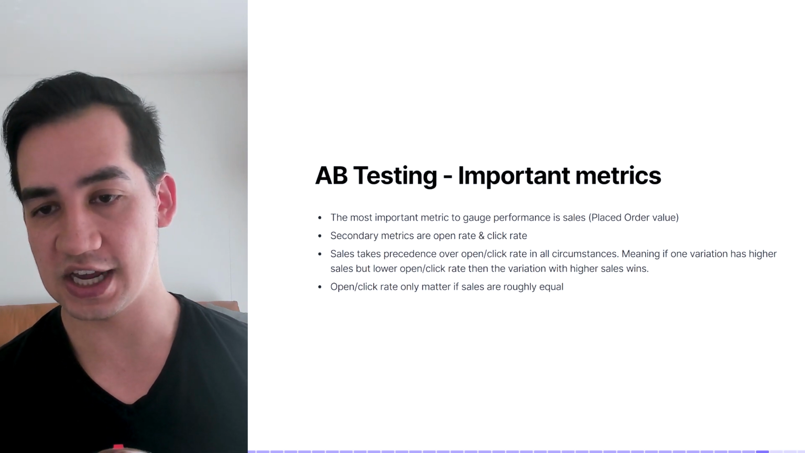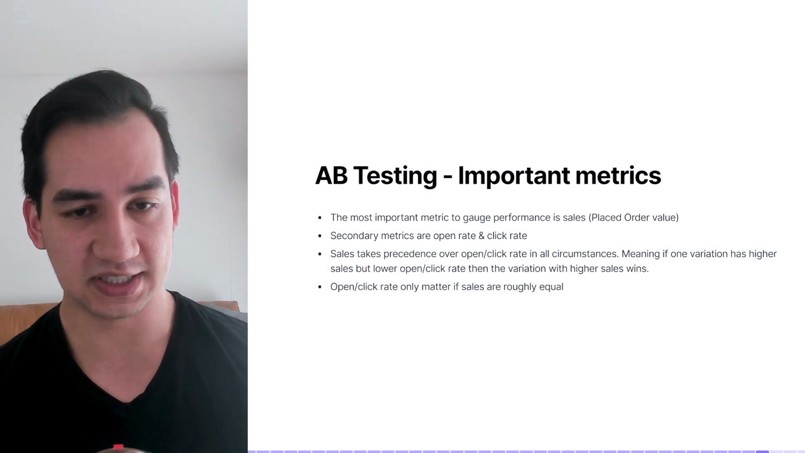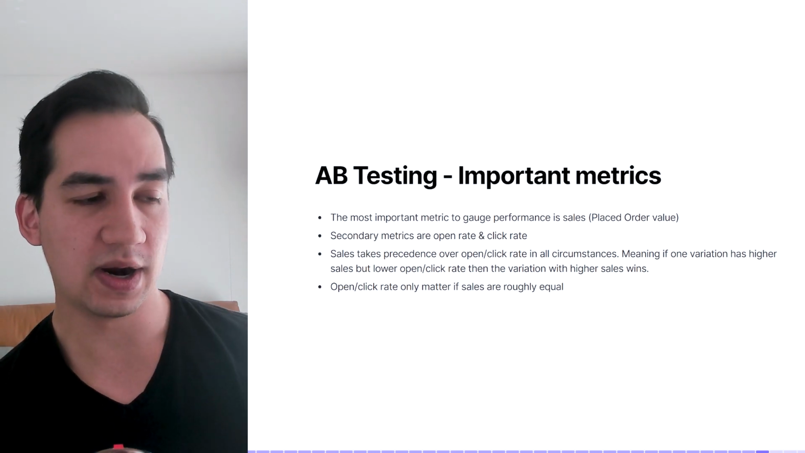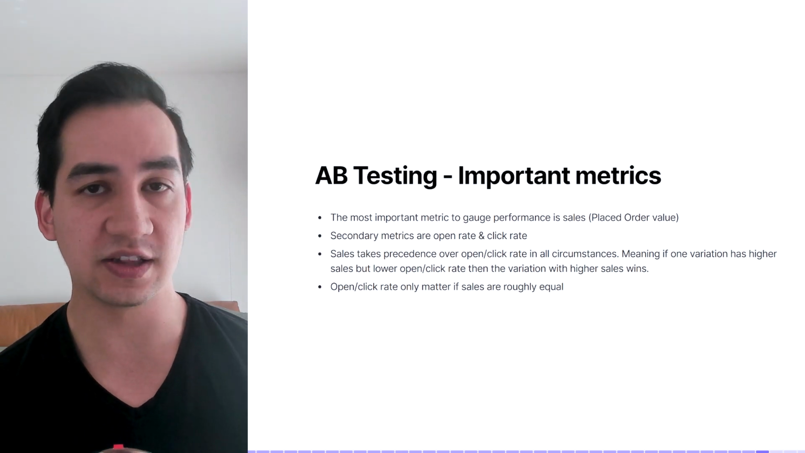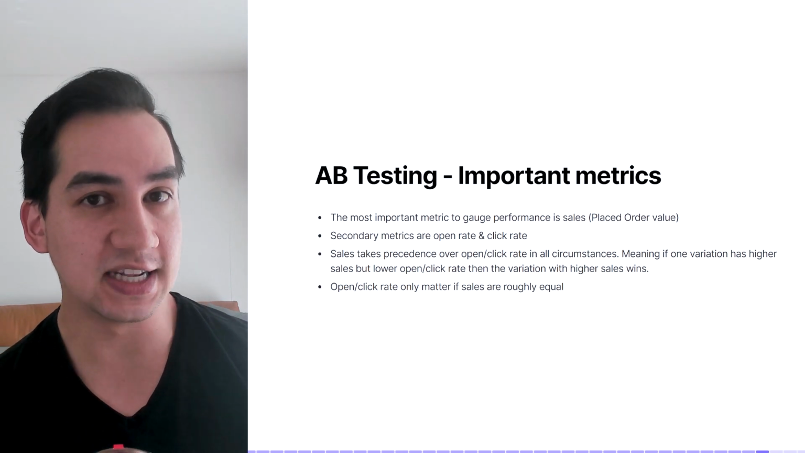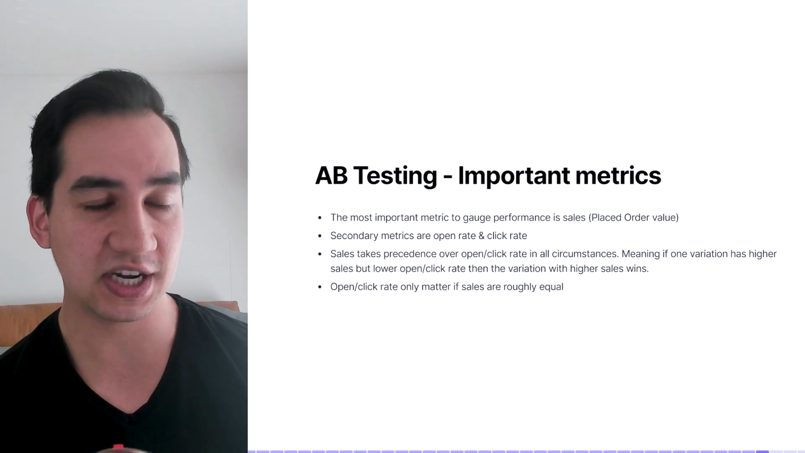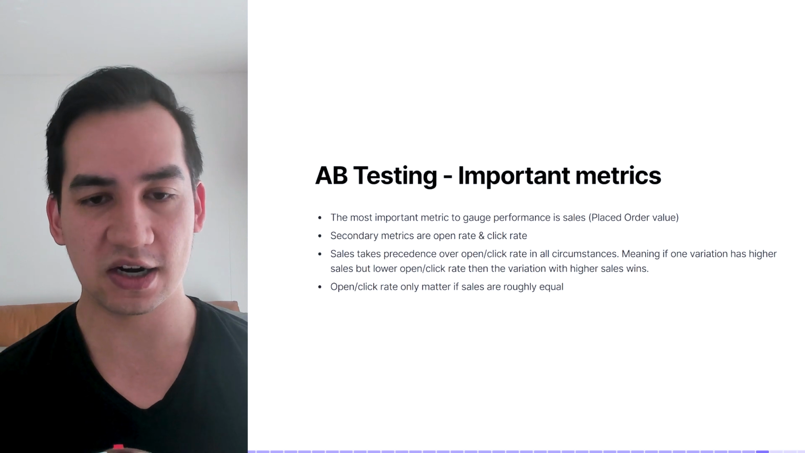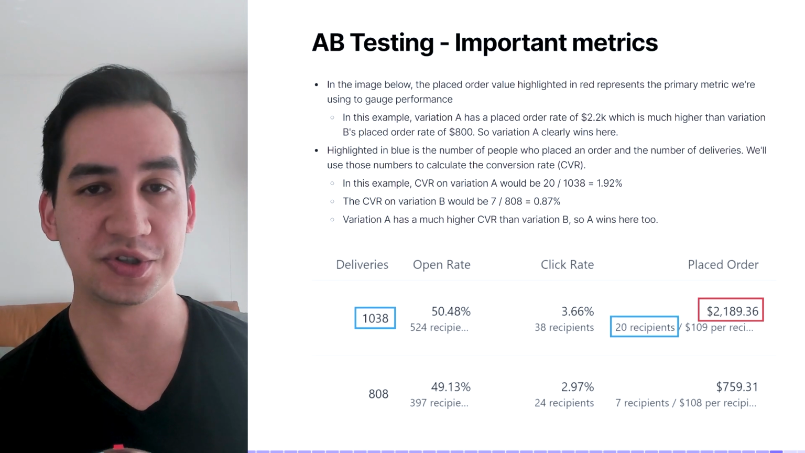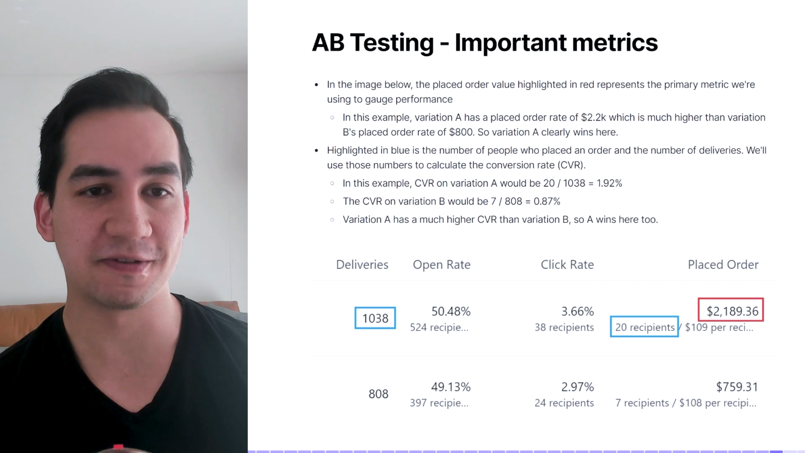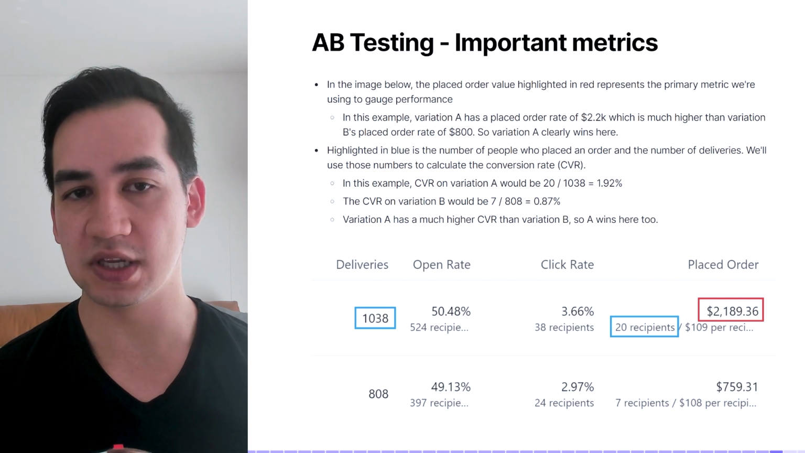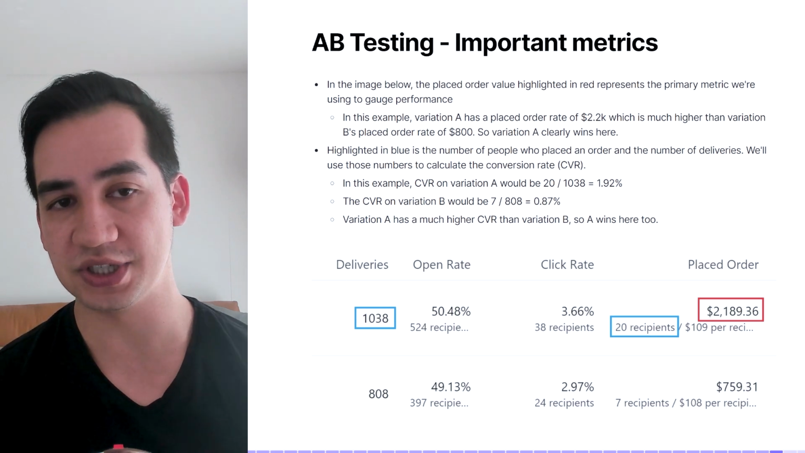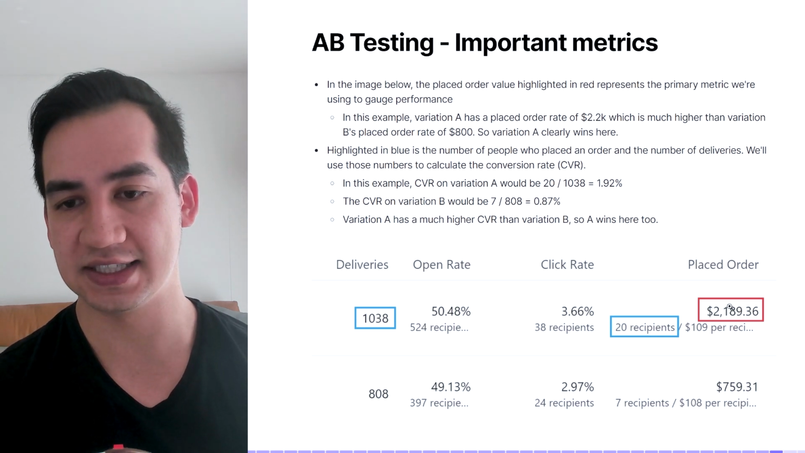Meaning if one of the variations has higher sales but lower open/click rate, then the variation with the higher sales wins. Sometimes that happens where fewer people open and click on it overall, but the buyer intent of the person clicking on that variation is higher, so that one will have higher sales. And ultimately, open and click rate only matter if sales are roughly equal. So do not be optimizing for open rate first. That is incorrect. In the image below, the place order value highlighted in red represents the primary metric that we're using to gauge performance. So that's right here.